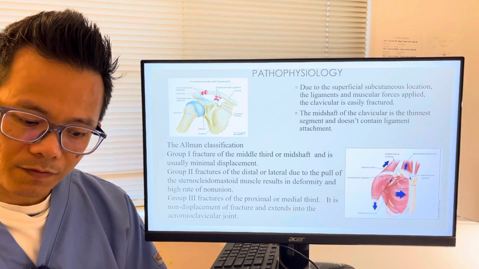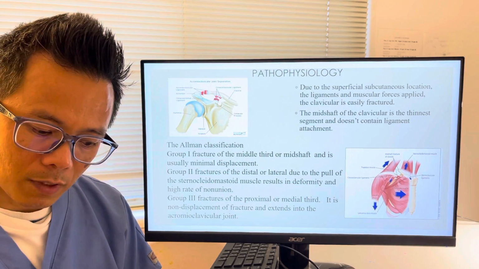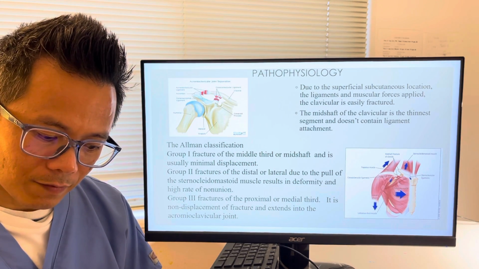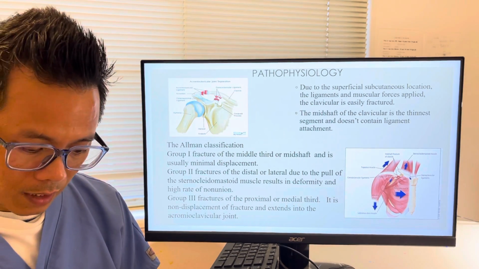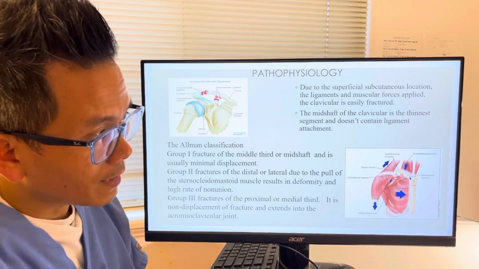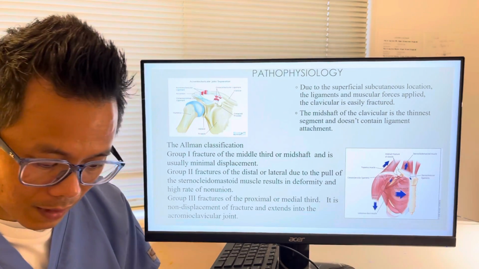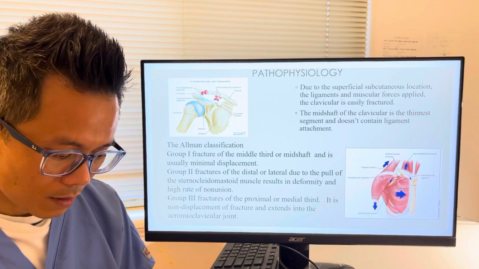Let's go over the pathophysiology. Due to the superficial subcutaneous location and the ligament and muscle force applied, the clavicle fractures easily. Another factor in the mid-shaft of the clavicle right here is the thinness of the segment, and it does not have any containing ligament attached to it.